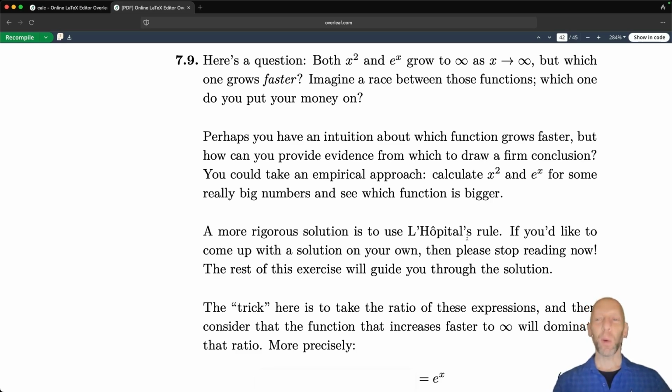So if you would like to come up with a solution on your own, then please stop listening. You can pause the video now. Otherwise, I am going to explain how to set up this problem here.